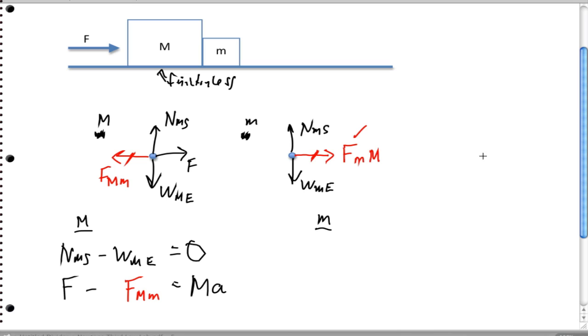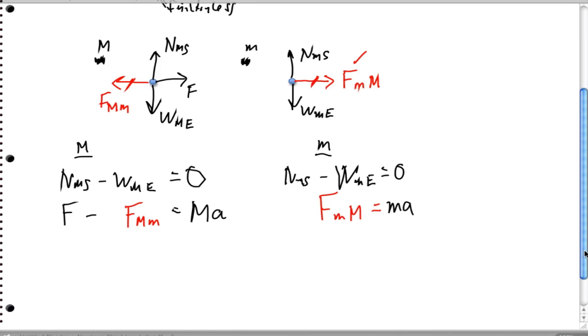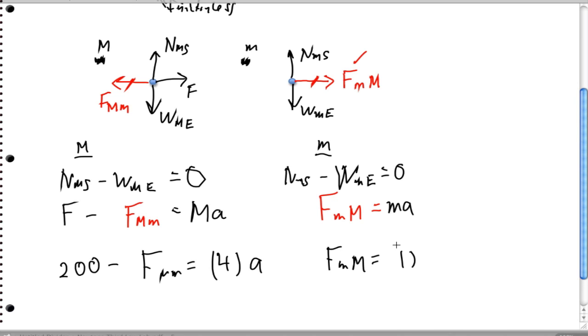When we follow a similar argument for little m, we're going to have that the normal on little m cancels the weight, as before. But now, for little m, we have F on little m due to big M makes little m accelerate. So now what we're going to do to kind of finish up here is plug in our numbers, just like it says to do in our procedure. So we have 200 minus our unknown force equals 4 kilograms times A. And then we have F on little m due to big M equals 1 kilogram times A.